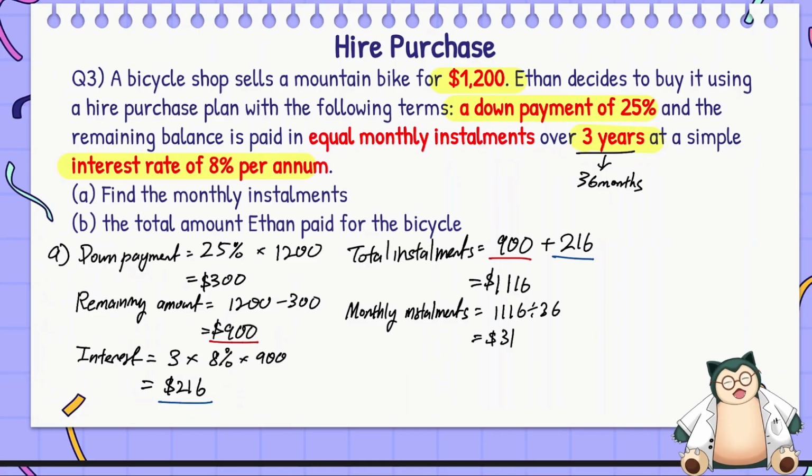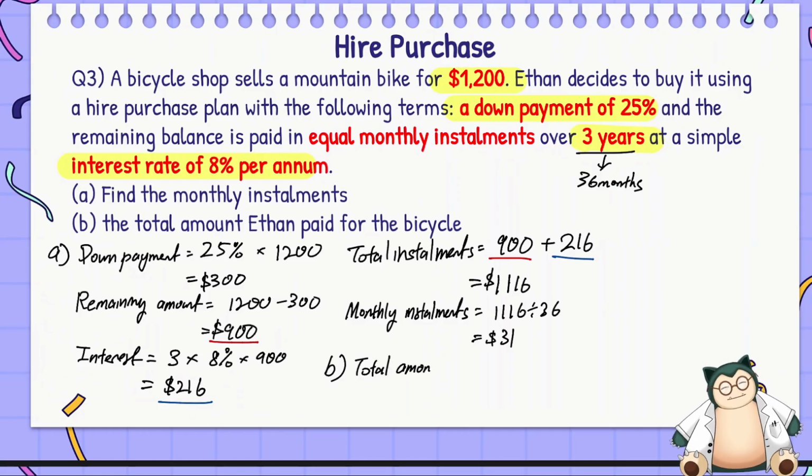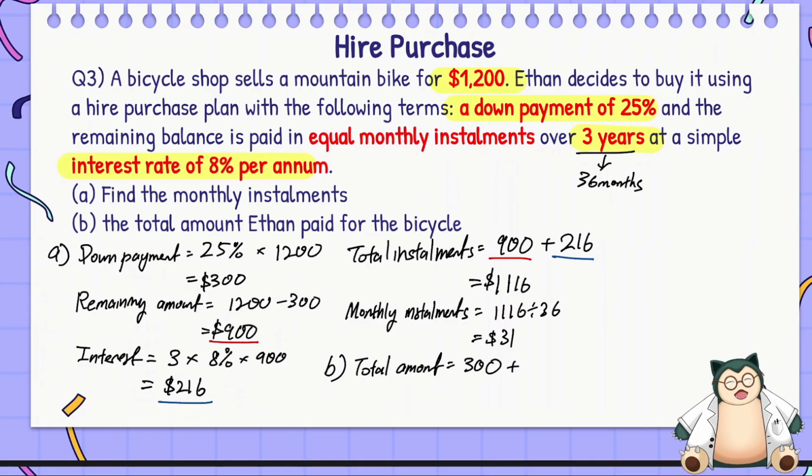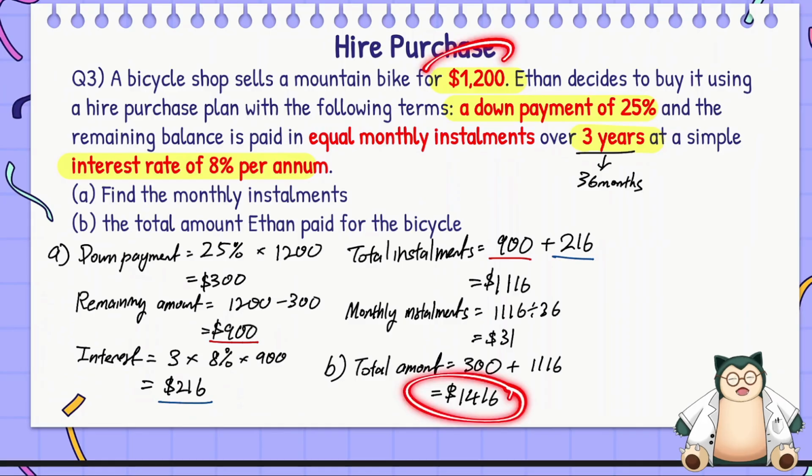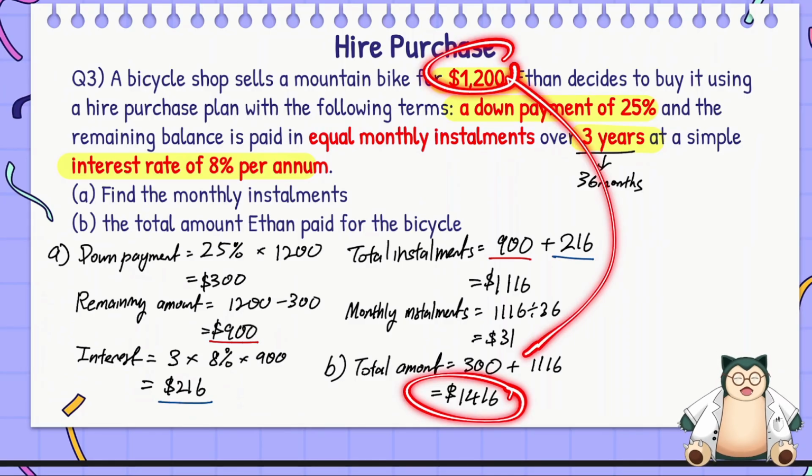However, in part B, they ask you to calculate the total amount Ethan paid for the bike. Then we have to add up the initial down payment, which is $300, and we add up the total installment, which is $1,116, which gives us a grand total of $1,416. Notice now, look at the amount that Ethan has to pay extra compared to the original amount. He has to pay a total extra of $216, which is our interest.